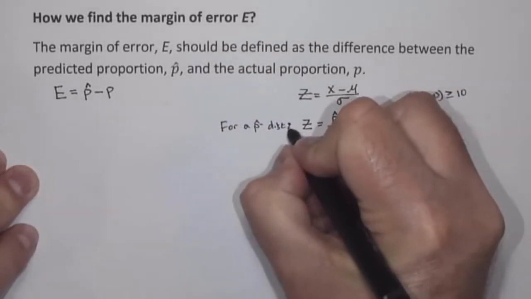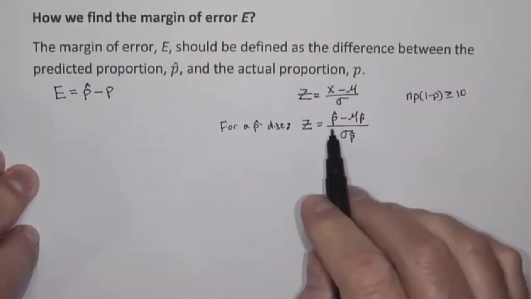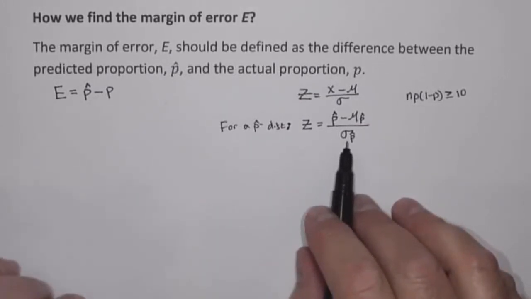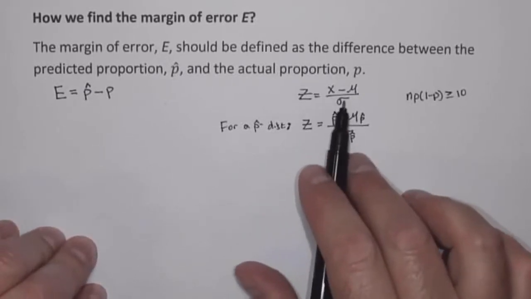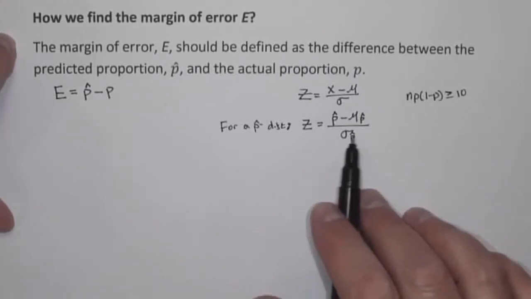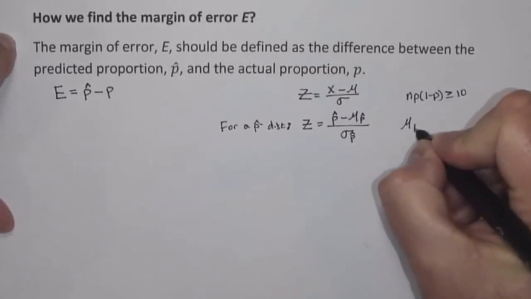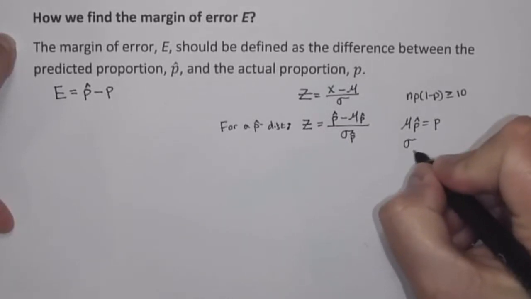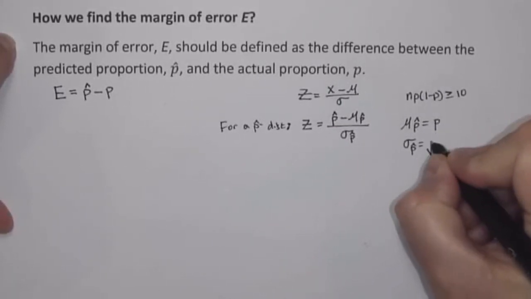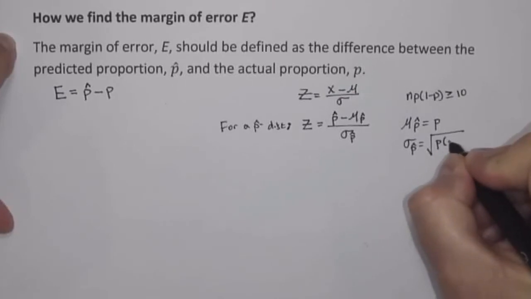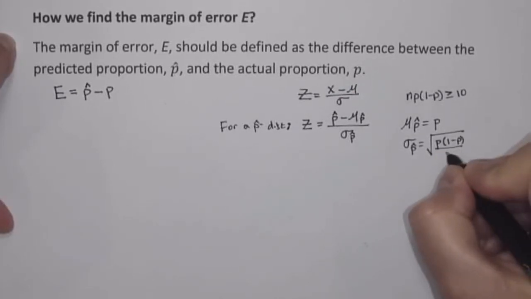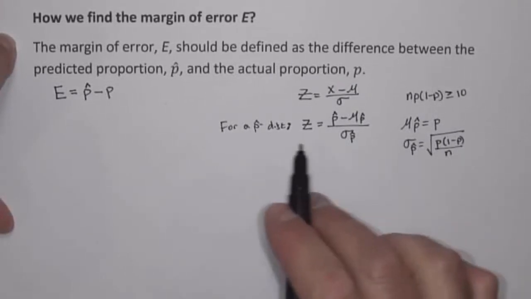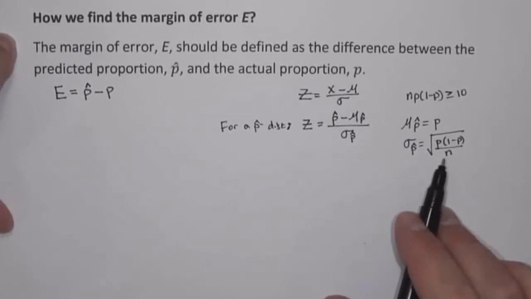So if z equals p hat minus the mean of the p hat distribution divided by the standard deviation of the p hat distribution, which again is really just the formula for finding a z-score, well, remember that the mean of a p hat distribution equals p, and the standard deviation of the p hat distribution equals the square root of p times 1 minus p over n. We studied that when we were discussing the sampling distribution of p hat in the previous chapter.